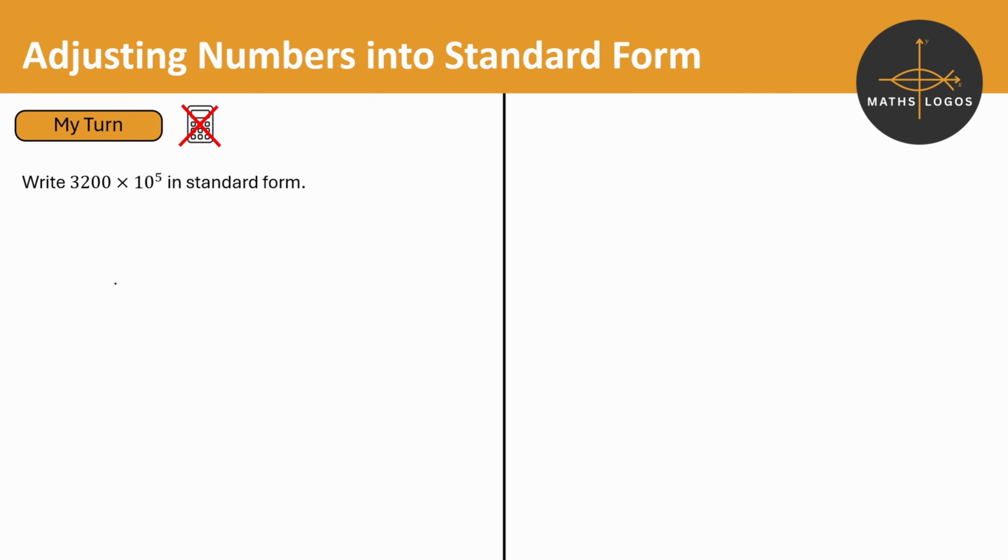Hi everyone, in this lesson we're going to look at how we adjust numbers so that they're in standard form. Let's take a look at our first example. Write 3,200 multiplied by 10 to the power of 5 in standard form.